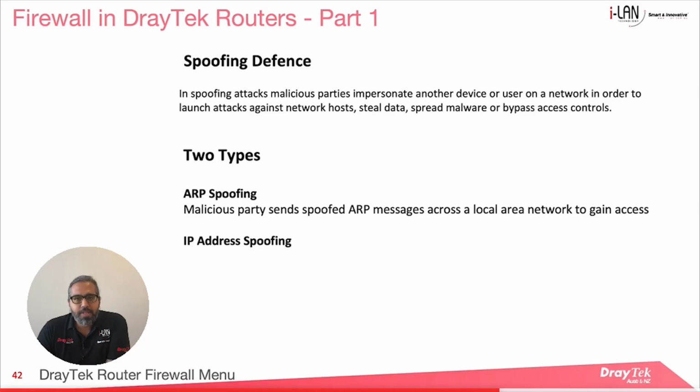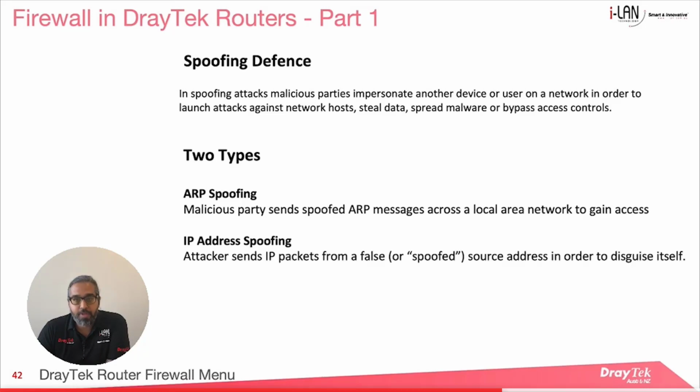In an IP address spoofing attack, an attacker sends IP packets from a false or spoofed address in order to disguise itself. Denial of service attacks often use IP spoofing to overload networks and devices with packets that appear to be from legitimate source IP addresses.